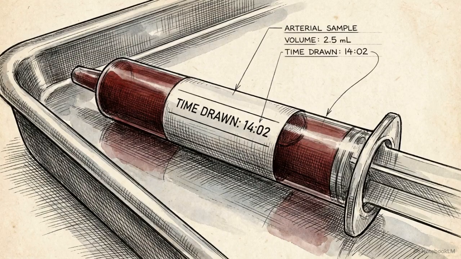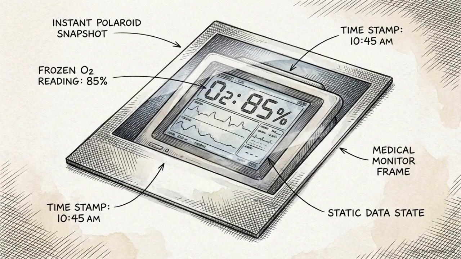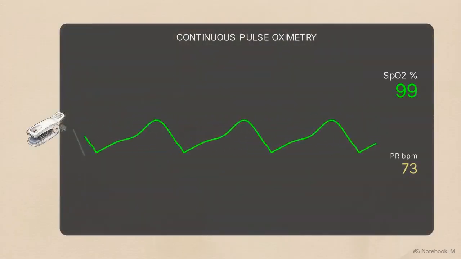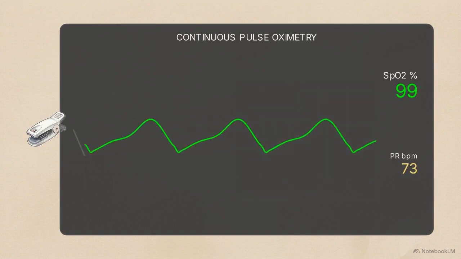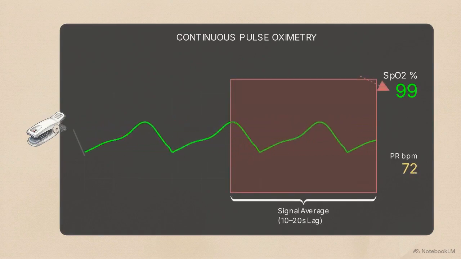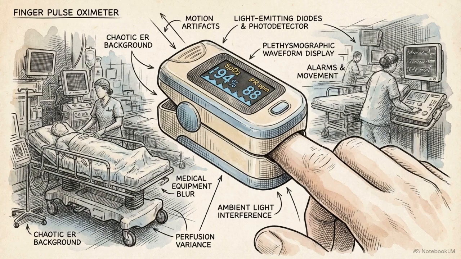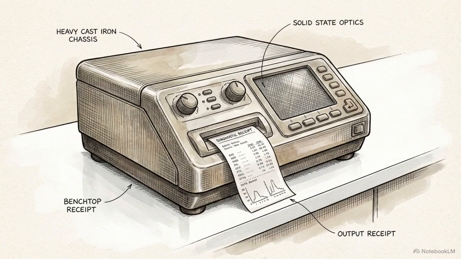But the co-oximeter carries a major temporal disadvantage. It is non-continuous. It provides a discrete, static snapshot of oxygenation at the exact moment the syringe filled with blood. The pulse oximeter provides continuous, real-time physiological trending, allowing clinicians to monitor dynamic changes with only a 10 to 20-second lag. The fundamental trade-off is between continuous vulnerability on the finger and discrete, absolute certainty from the lab.